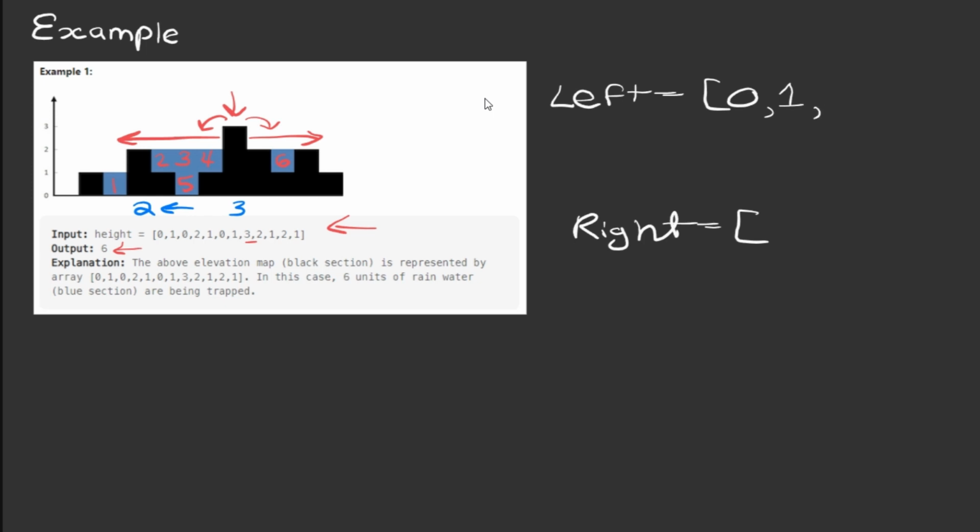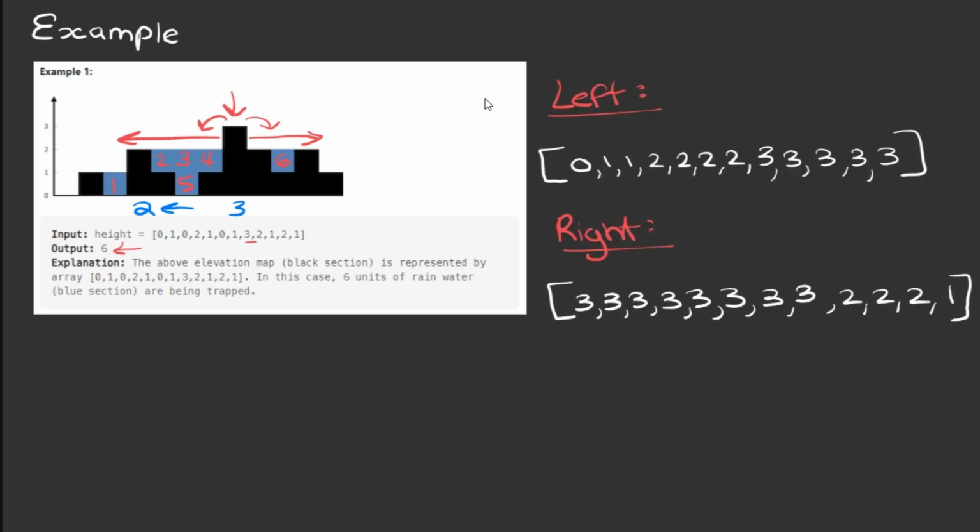Then we have a 0. Well, we've already seen a maximum of 1, and the maximum between 1 and 0 is 1, so we'll have a left max of 1 until this point, and so on. A similar method is used to build the right array, but instead of starting from the start of the array, we'll start from the end and move backwards. If you continue out this algorithm, you'll see that the left and right arrays are exactly the ones that I've written down on the screen.